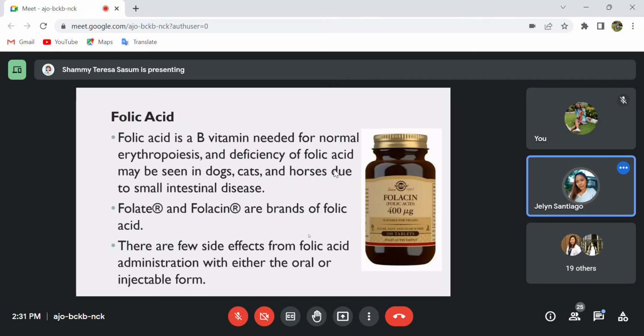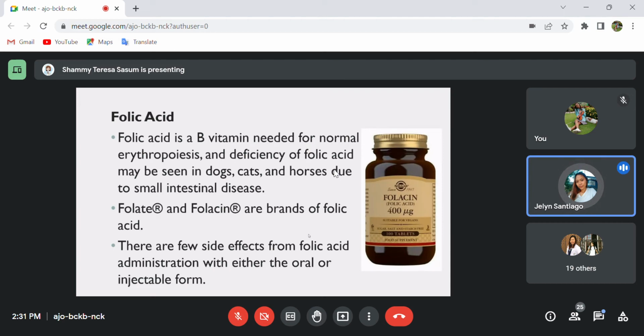Next slide. And the last is folic acid. Folic acid is a vitamin needed for normal erythropoiesis, and deficiency of folic acid may be seen in dogs, cats, and horses due to small intestinal disease. Some brands of folic acid are folate and folacin.